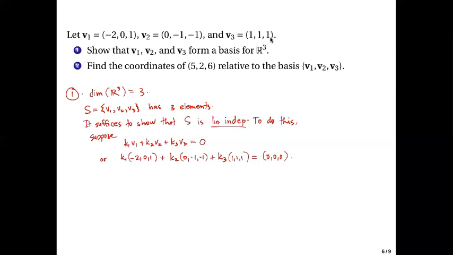Then we can rewrite this in matrix equation form. Then we have the matrix with rows (-2, 0, 1), (0, -1, -1), (1, 1, 1), times the vector (K1, K2, K3).